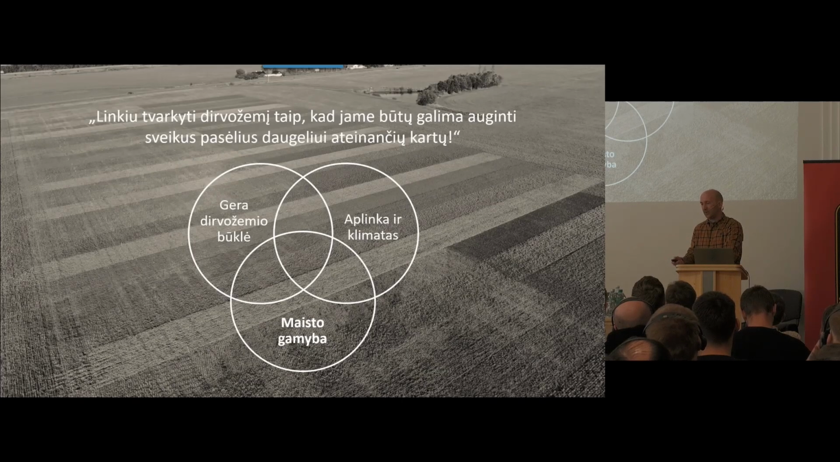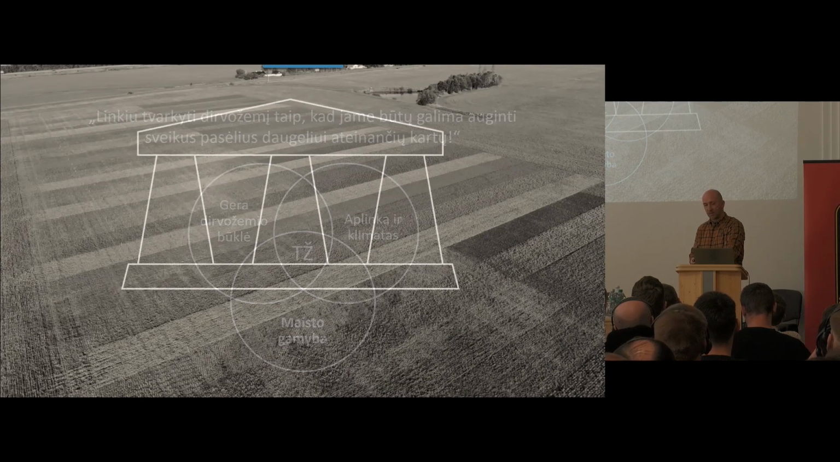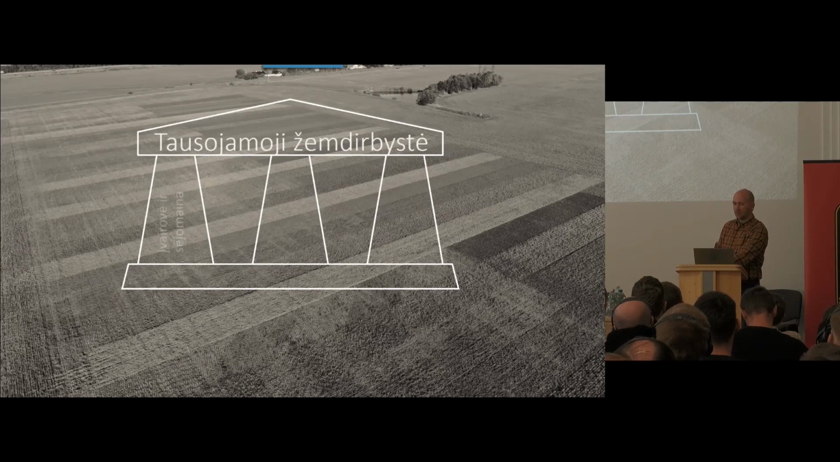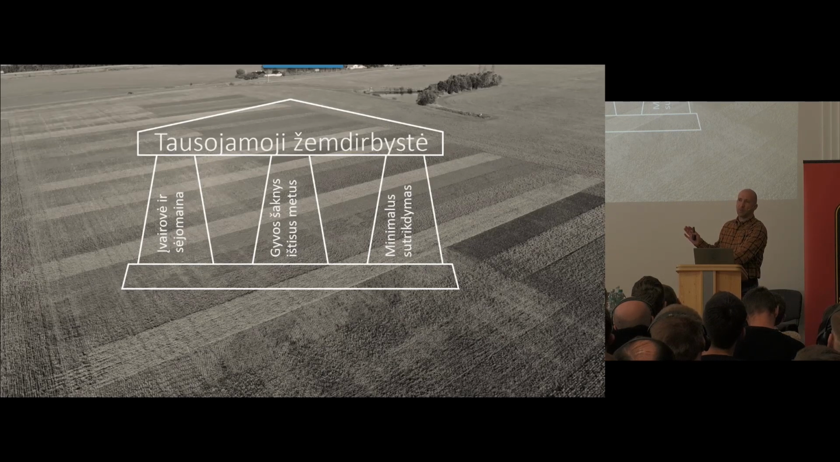And the system for us going forward that combined these three in the best way was conservation agriculture. You probably know this already, but just a quick briefing. Conservation agriculture is about three pillars. So it's about diversity in crop rotation, living roots all year round, and minimum disturbance of the soil.